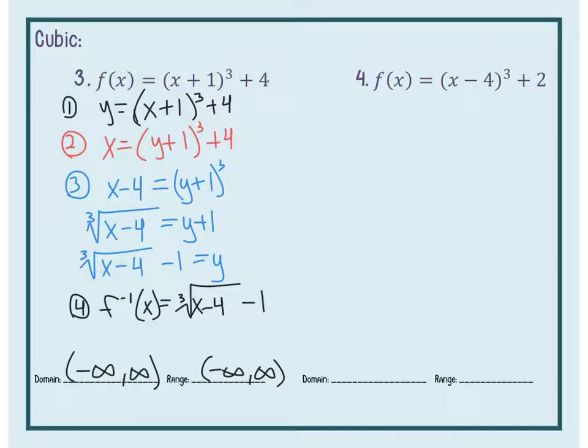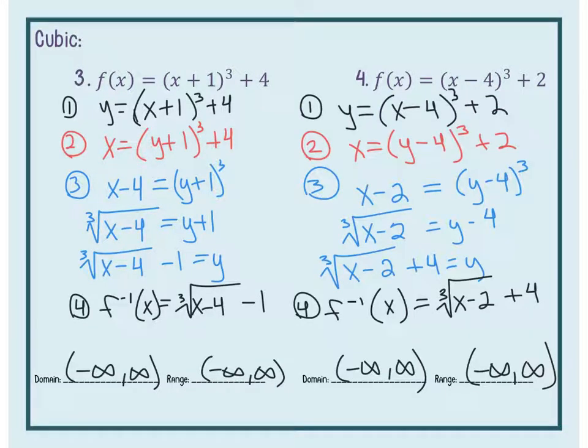Again, I want you to try number 4 on your own. Pause the video. Okay, hopefully you got this final answer. And remember that for cubics, my domain is always negative infinity to infinity for the function and for its inverse.